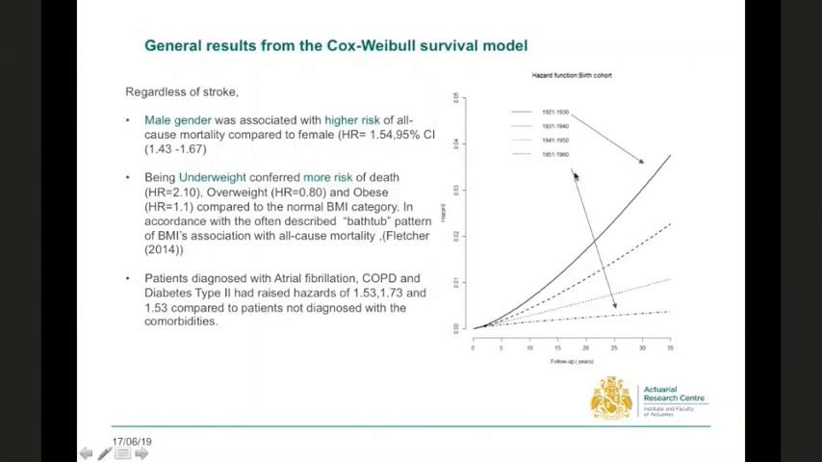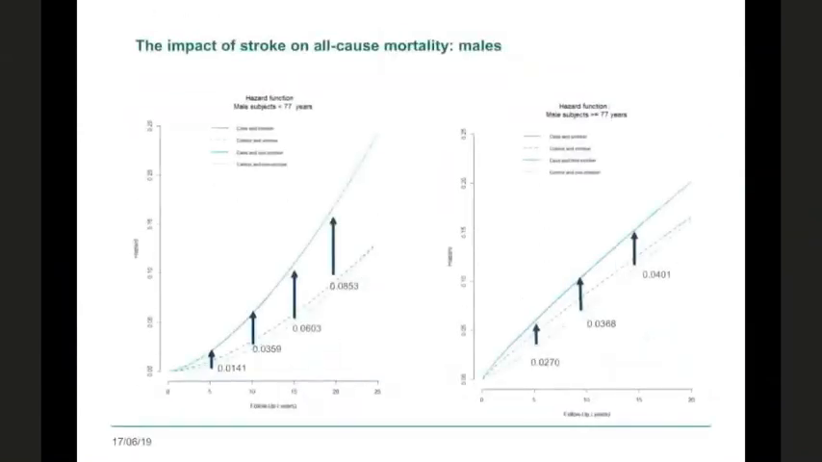The diagram on the right represents the hazard curves of the different birth cohorts with time. So we can observe that people who were born earlier had higher hazards. For example, this solid curve represents people who were born between 1921 and 1930, and this dashed one represents people who were born in 1951 to 1960. So this is clearly showing improvement in life expectancy due to medical advancement.